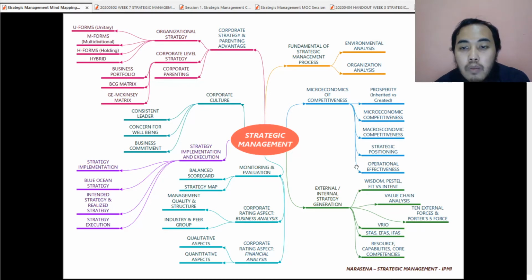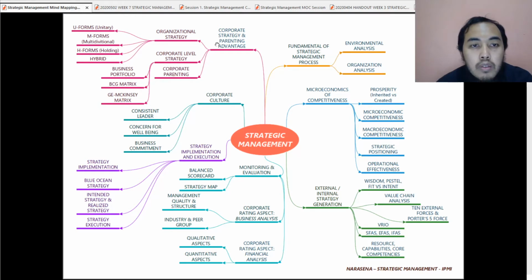Microeconomic is on the smaller scale, the company scale, but macroeconomic is on the national scale. And then there is strategy positioning, operational effectiveness, and then how you utilize all the variables to analyze the strategy. To generate strategy, we can use some of the tools provided in the course, which are PESTEL, fit versus intent, value chain analysis, the external forces and Porter's 5 forces, VRIO to analyze the uniqueness, SFAS, EFAS and IFAS, resource capability and core competency. And also there is corporate strategy and the parenting advantage.